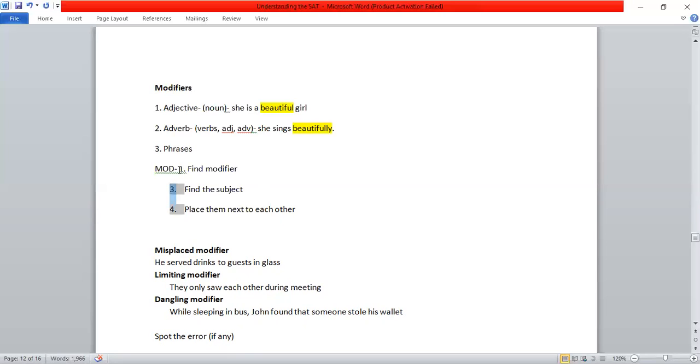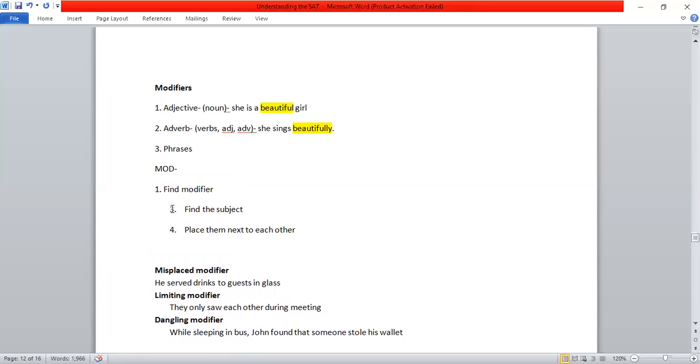Please ignore the 3 and 4. It has to be 1, 2, 3. I don't know why my system is behaving this way.